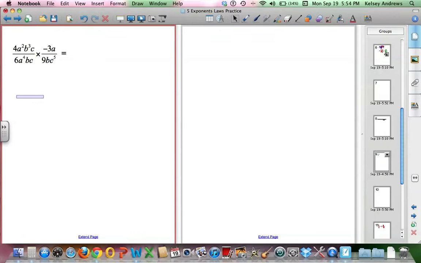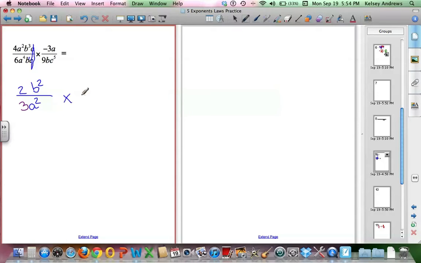So if we go through and think about 4/6, that can be reduced to 2/3. And our a values, we have a to the second and a to the fourth, so that leaves us a to the second in the bottom. We have b to the third and b to the 1, that gives us b to the second in the top. And our c values are the same, so those are reducing each other out to a value of 1.